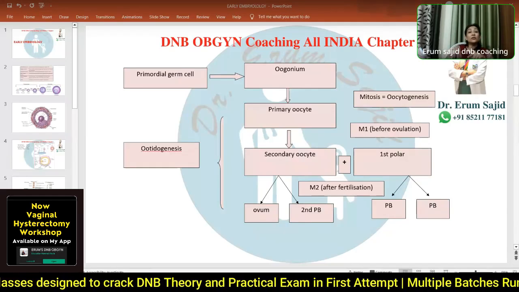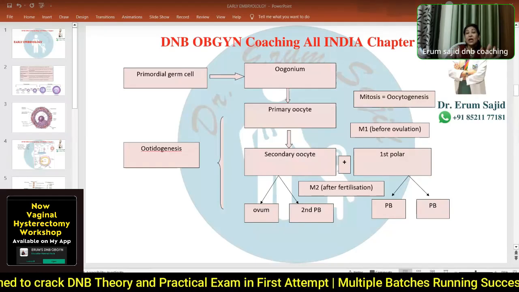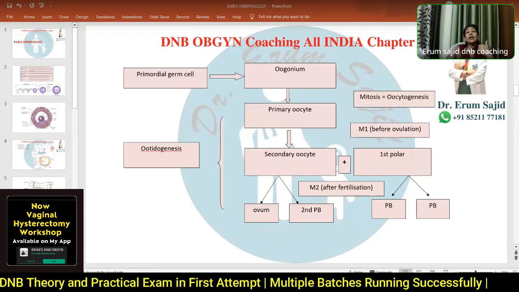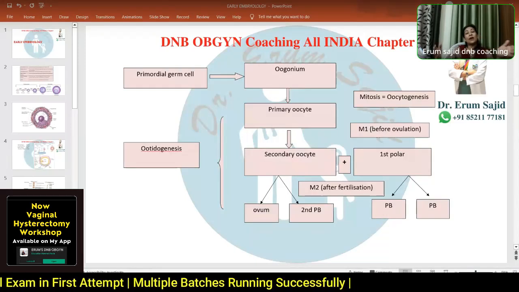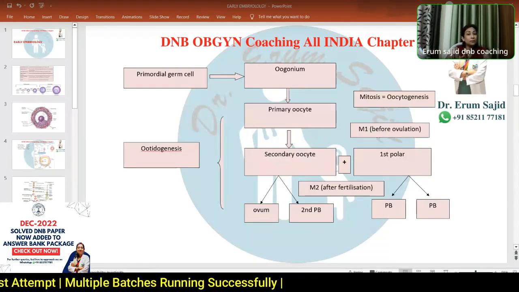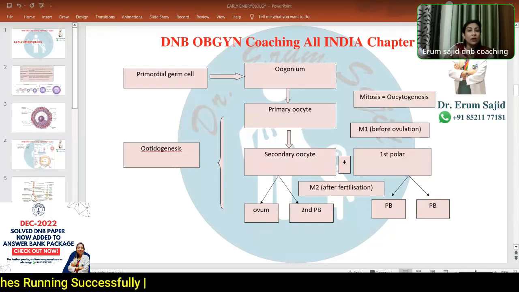Now in case of males, there are 4 spermatids which are formed. In case of females, there are 2 polar bodies which extrude out and only 1 ovum is formed, and then finally that ovum gets to meet the sperm and the 2 nuclei join and form a diploid cell, and finally a zygote is formed.